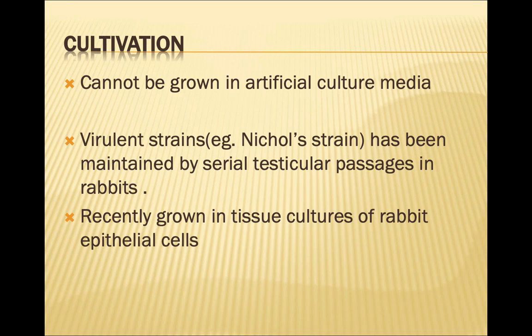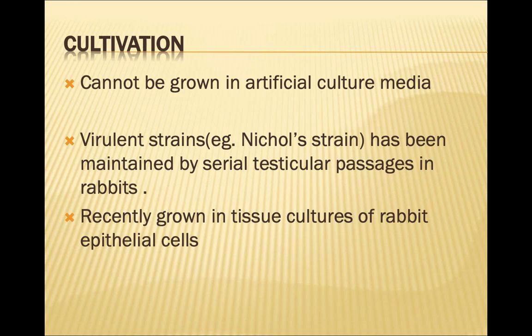The non-pathogenic strains of the Treponema are the Reiter strain and the Noguchi strain. These can be maintained in artificial media under anaerobic conditions. The most often used medium is thioglycolate medium containing serum. It is also seen that these virulent strains can be grown in tissue cultures of rabbit epithelial cells.